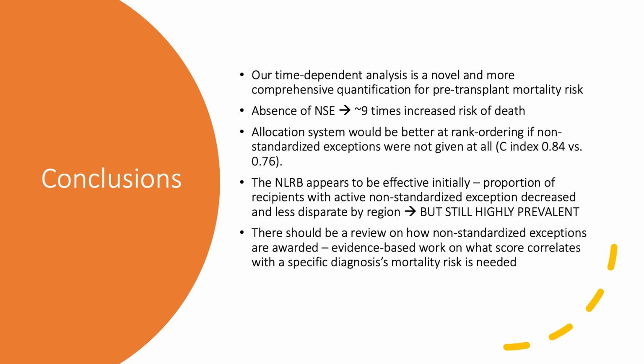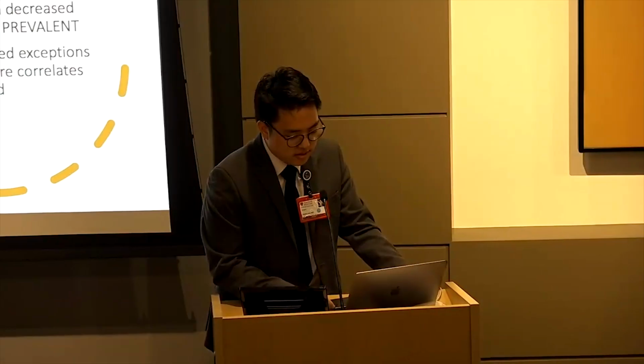The NLRB appears to be pretty effective initially. The proportion of recipients with exceptions at the time of listing and at the time of transplant went down, but they're still really highly prevalent, more than 40% still after 2019. And as always, there should always be review on exceptions, on how they are awarded, and there should be more evidence-based work on what score correlates with what specific type of pre-transplant mortality risk.